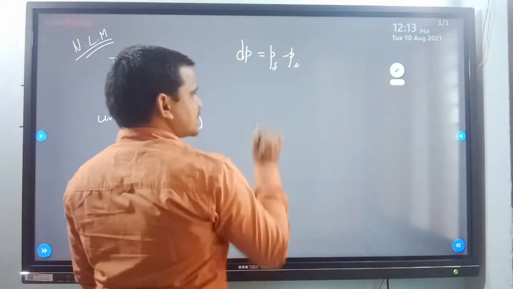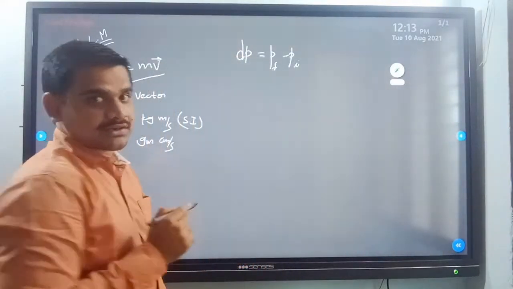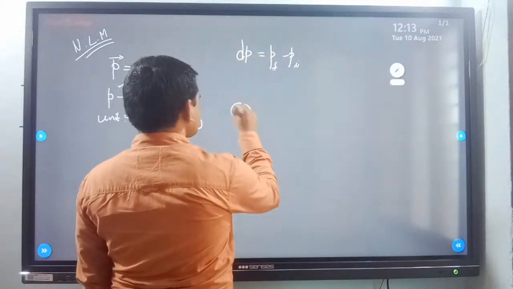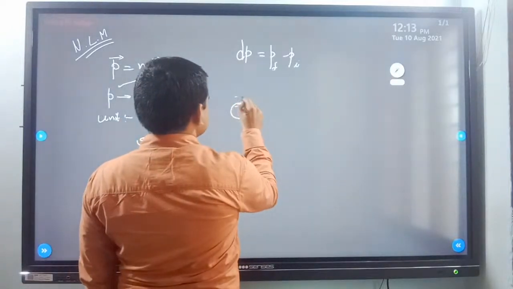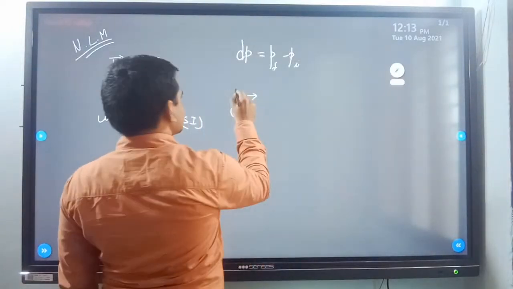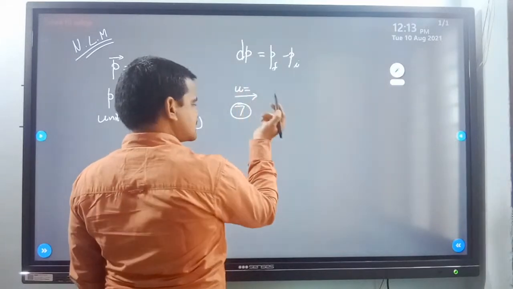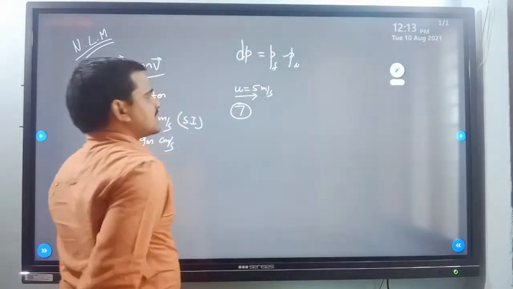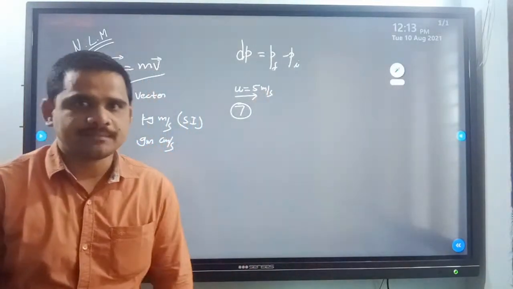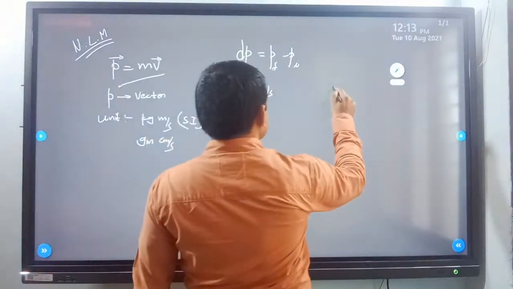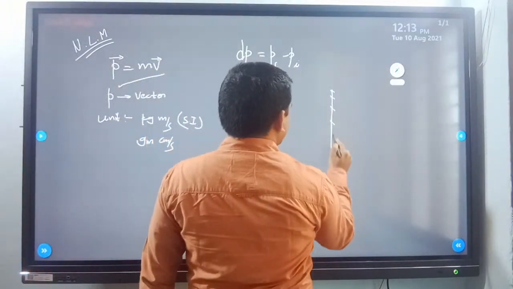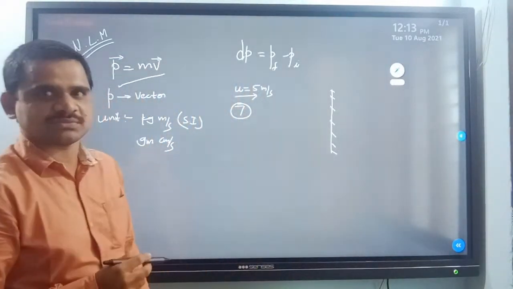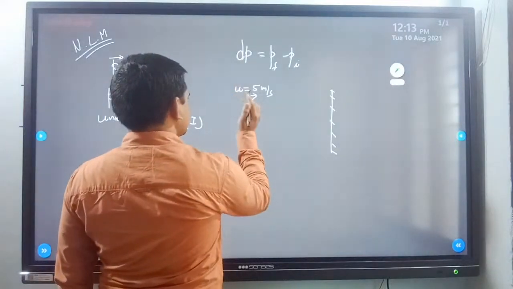So in this way, let us see one more problem here. Be careful here. I'm taking a 5 kg body, let's take a 7 kg body, moving with a velocity of 5 meter per second. Now what happened here is one wall is there. A ball, let's say a ball of 7 kg. 7 kg is not possible, let's take 1 kg, no problem.